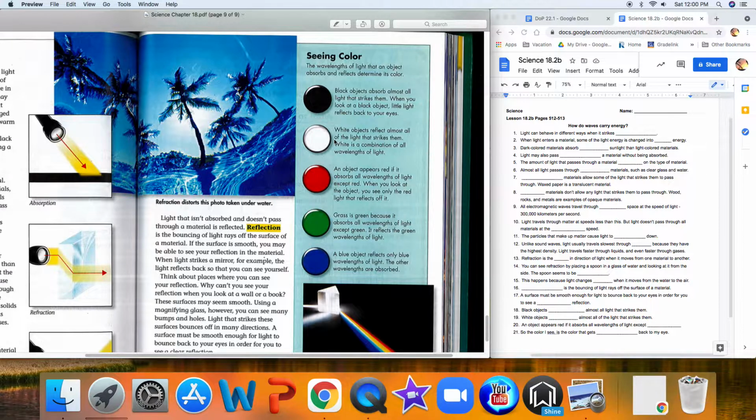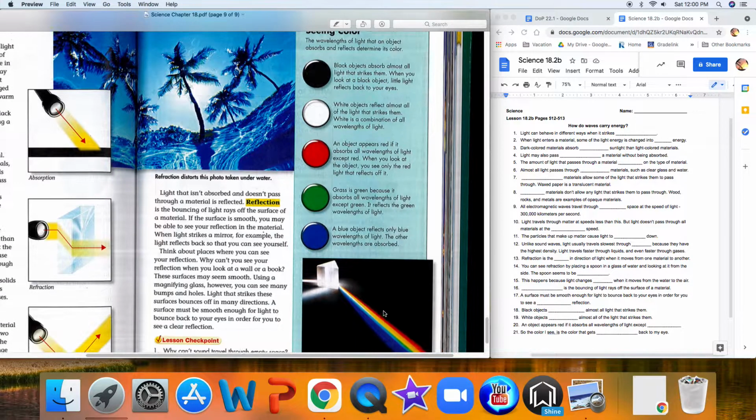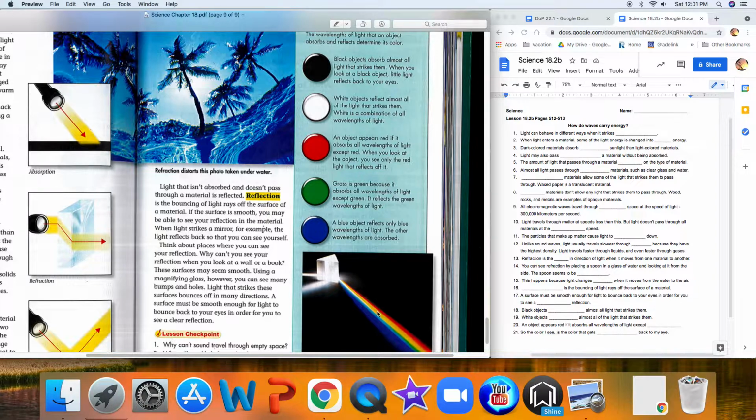What's happening with white? White objects reflect almost all of the light that strikes them. So what is white? White is a combination of all the wavelengths of light. So if I'm seeing white, it's because all of these wavelengths are bouncing back to me. Your book tries to show you this. It starts out like white, and then it divides it into its spectrum here. And then if it bounces back and all of them are coming back, I see white. What happens if it goes out and nothing comes back? I see black.